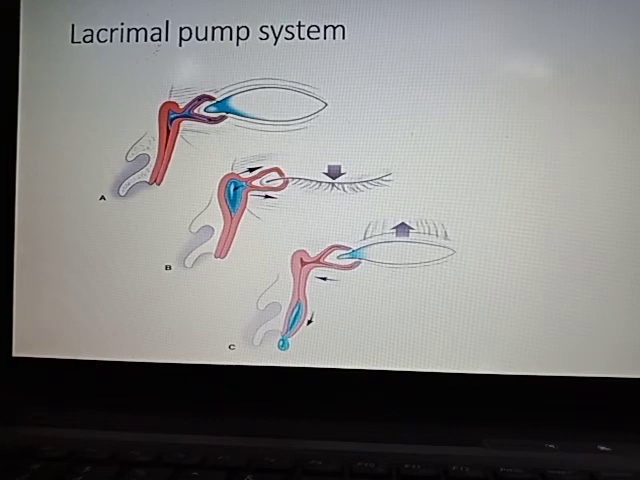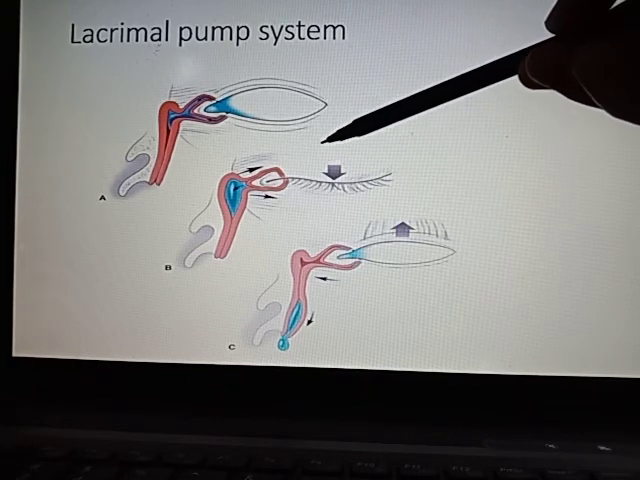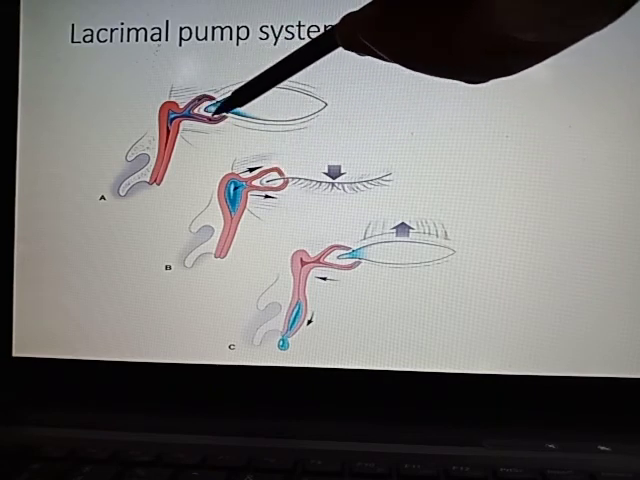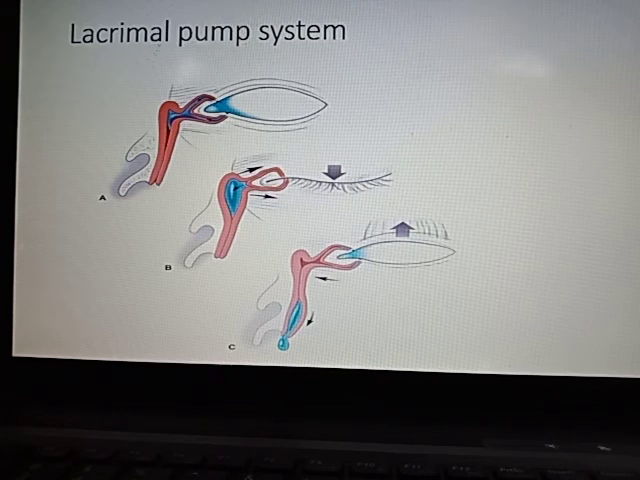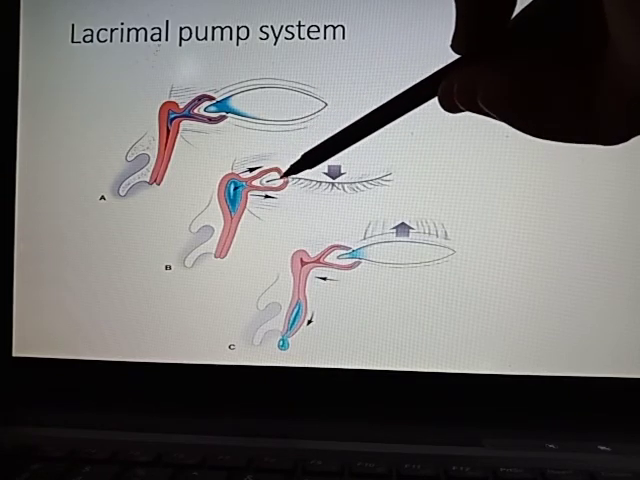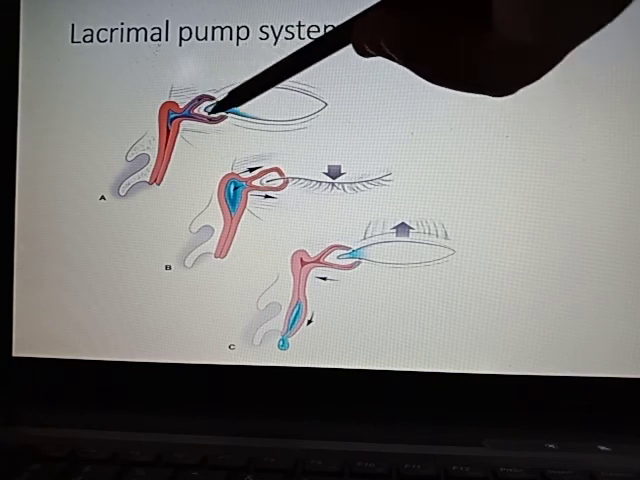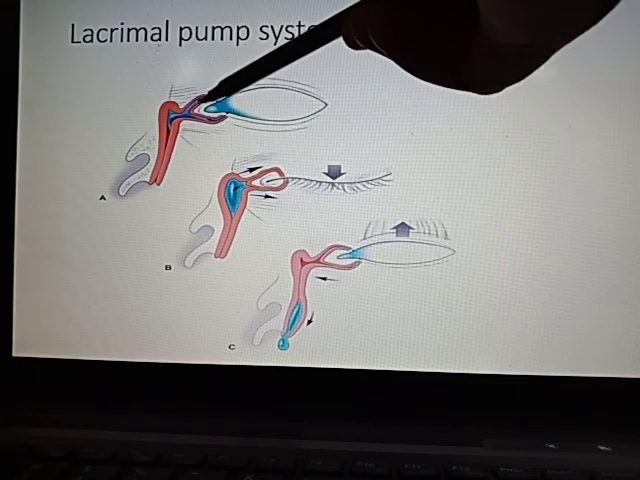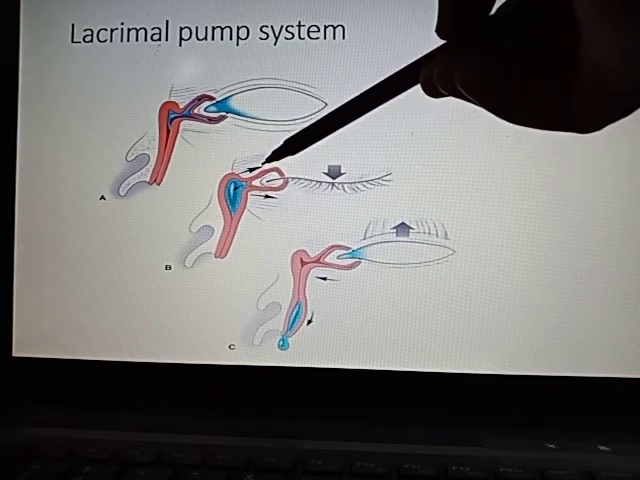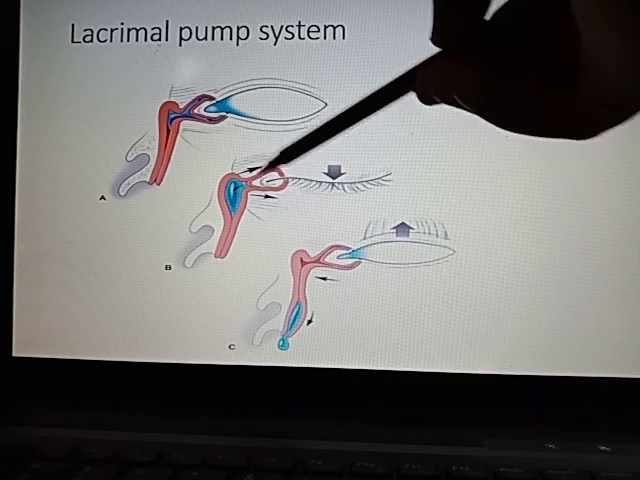But when the eyelid is closed, when we blink, then what happens? The puncta and the superior and inferior canaliculi empty their content, the tear, into the lacrimal sac by the pump operating system. How is this? Because when the eyelid closes, it pulls the lower and the upper canaliculus somehow downwards, and when it goes, it empties its content into the lacrimal sac.